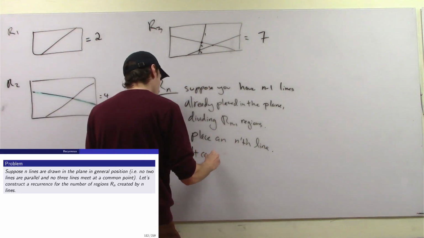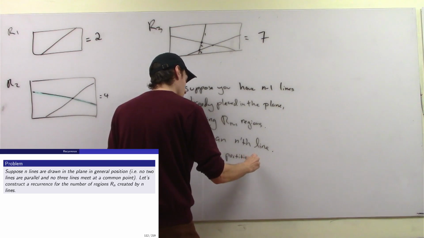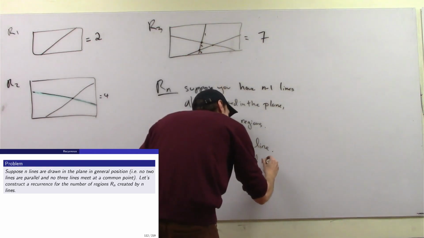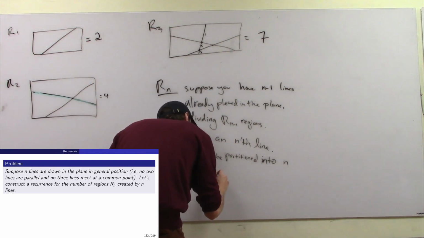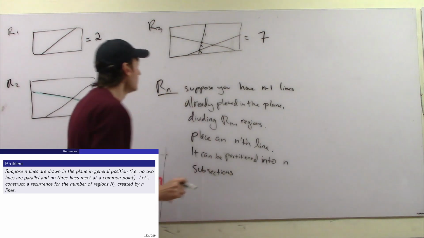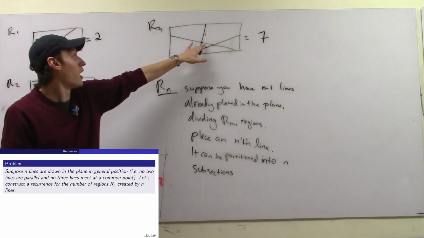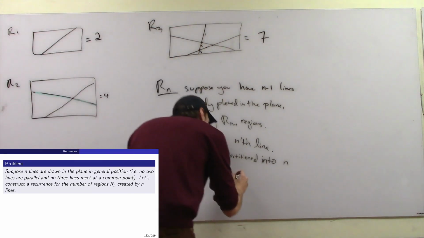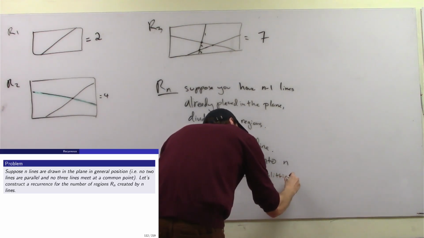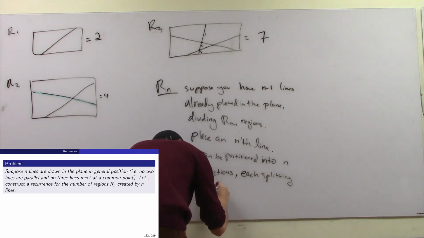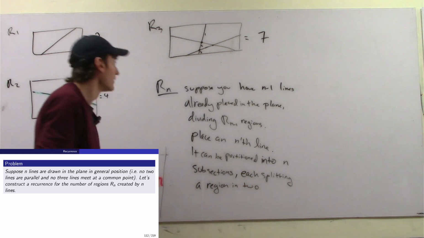It can be partitioned in this fashion into n subsections. And again, each subsection splits a previously defined region into two. Each splitting a region in two. Okay? And so let's think about this.